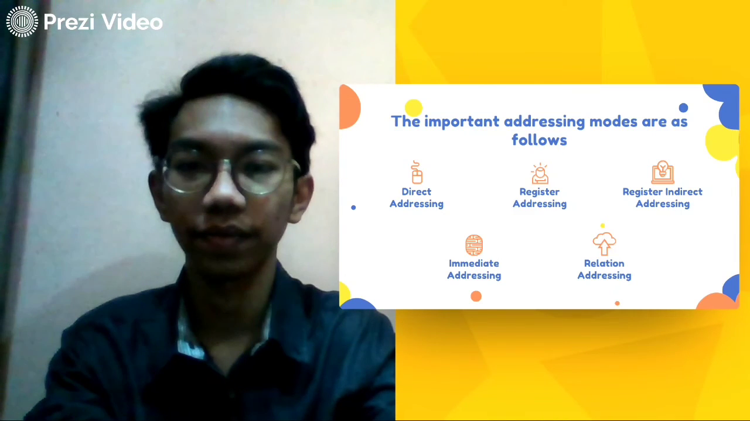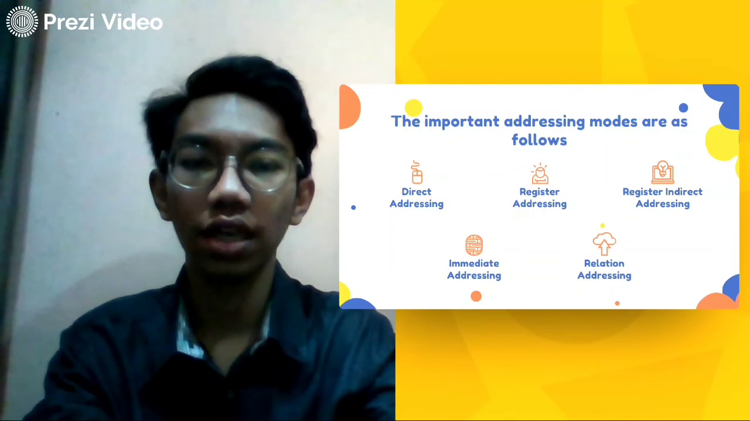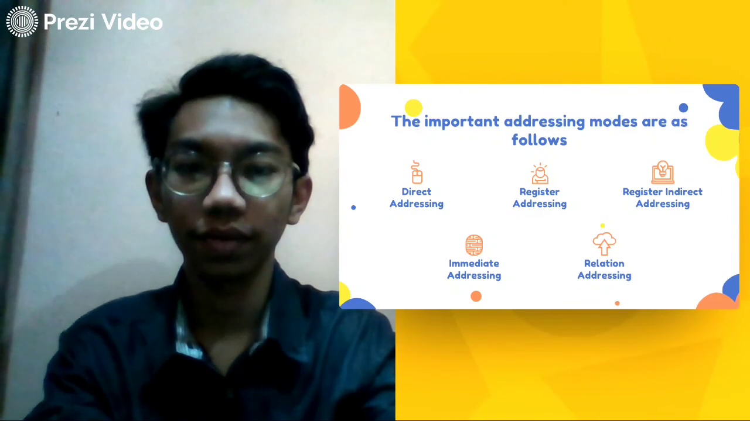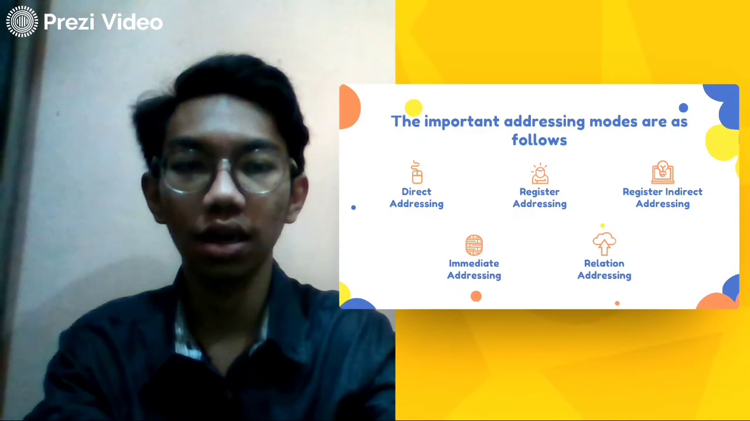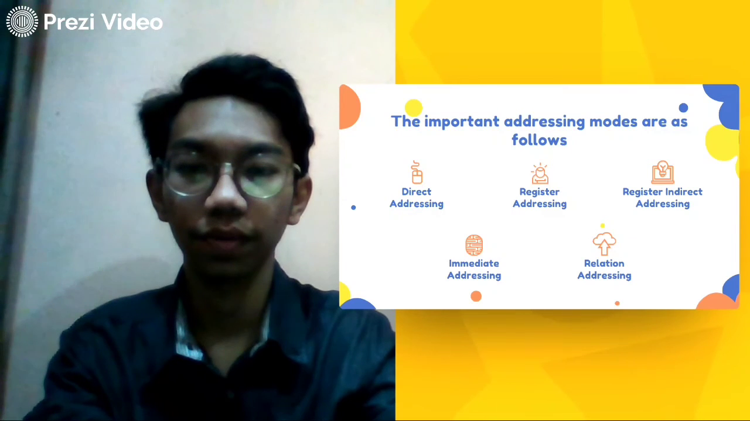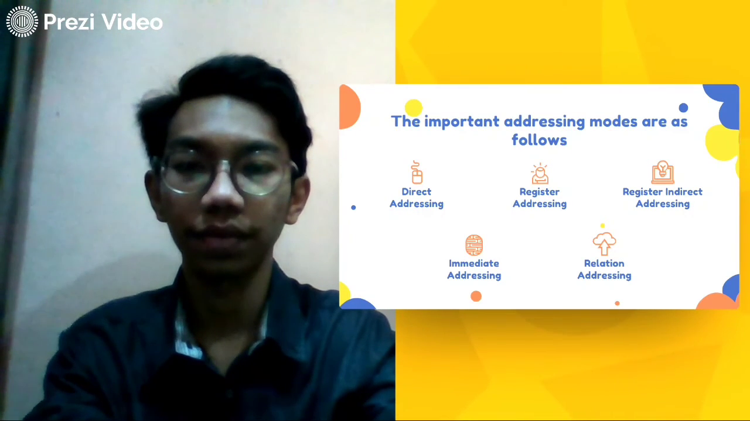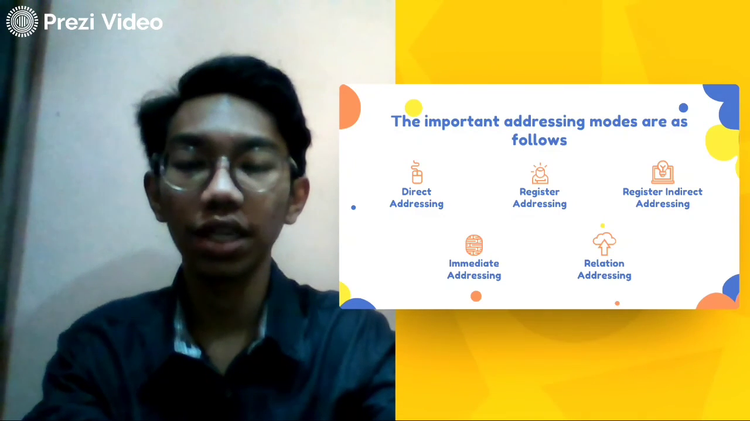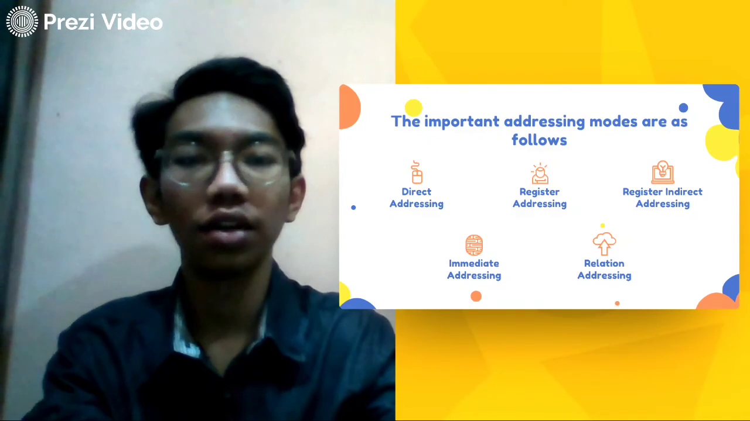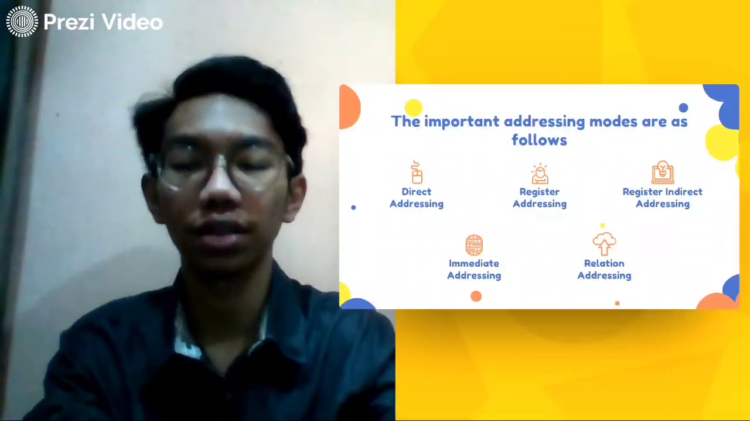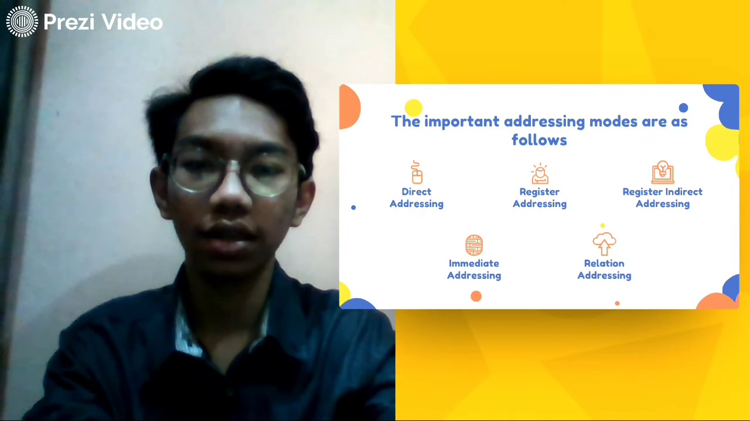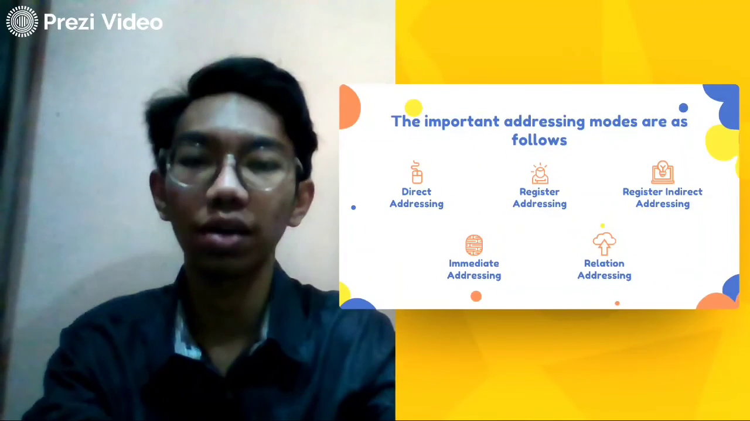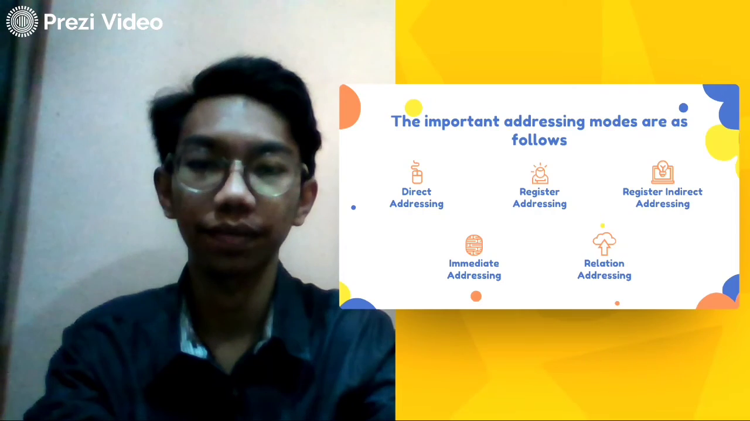First, direct addressing. In this, the address of the data is specified within the instruction itself. Register addressing. In register addressing, the operands are located in the general purpose registers. Register indirect addressing. In this, the address of the operand is given indirectly. Immediate addressing. In this, the operand is given in the instruction itself. And last, relative addressing. In this, a displacement is added to the current value of the program counter to form the effective address.